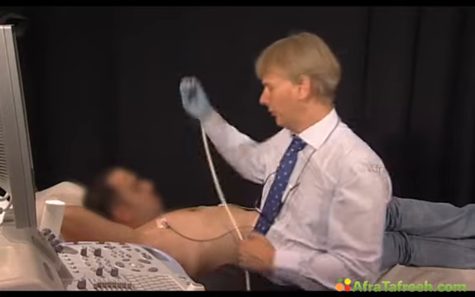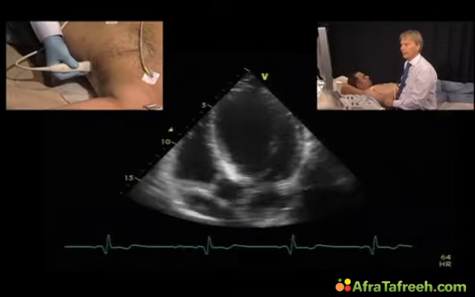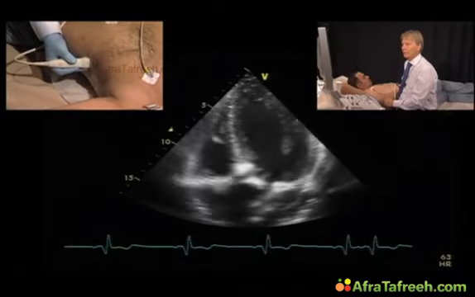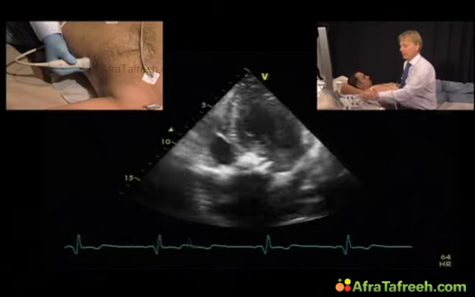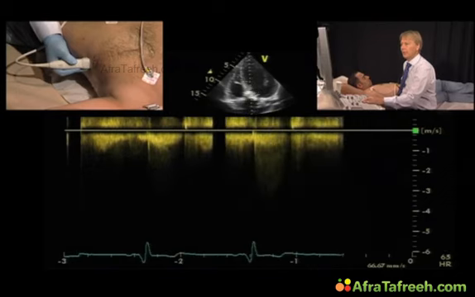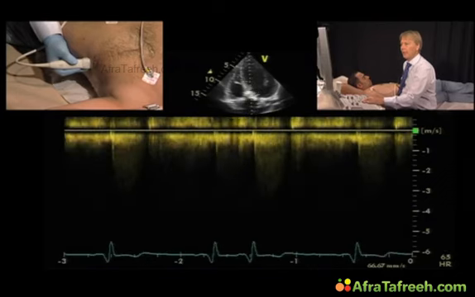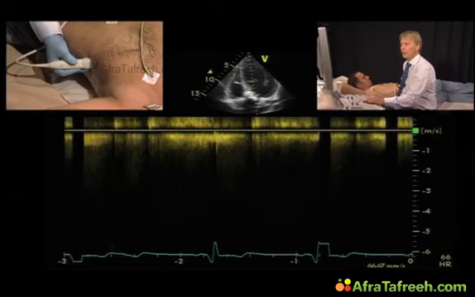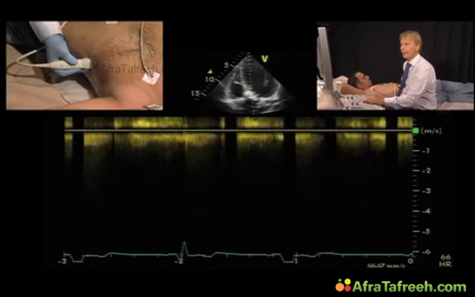To quantify aortic stenosis with CW Doppler, I would start from the apical approach. And I would try to get an apical 5-chamber view and place the continuous wave Doppler spectrum right inside the valve. Now, it's very important to also put the focus point exactly where the valve is.